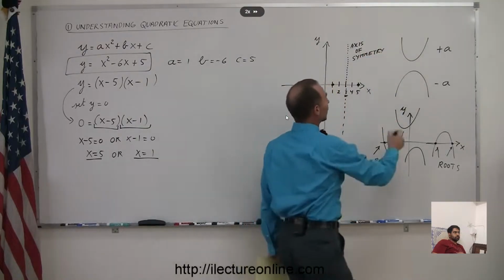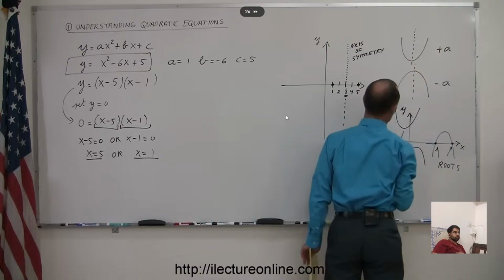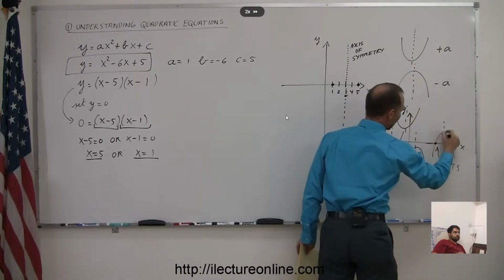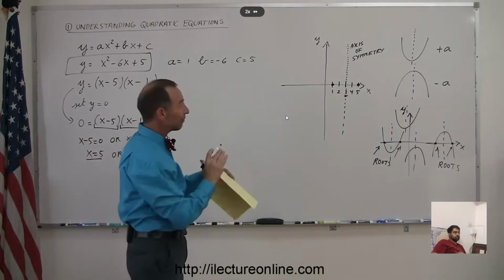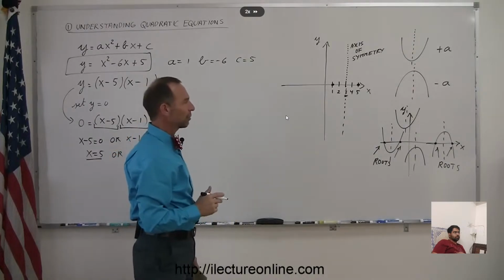And again, if you look at my examples over here, if you draw a line halfway between the two roots in each one, notice those dashed lines are the exact line that divides the parabola into two equal parts. Therefore, that's called the axis of symmetry.